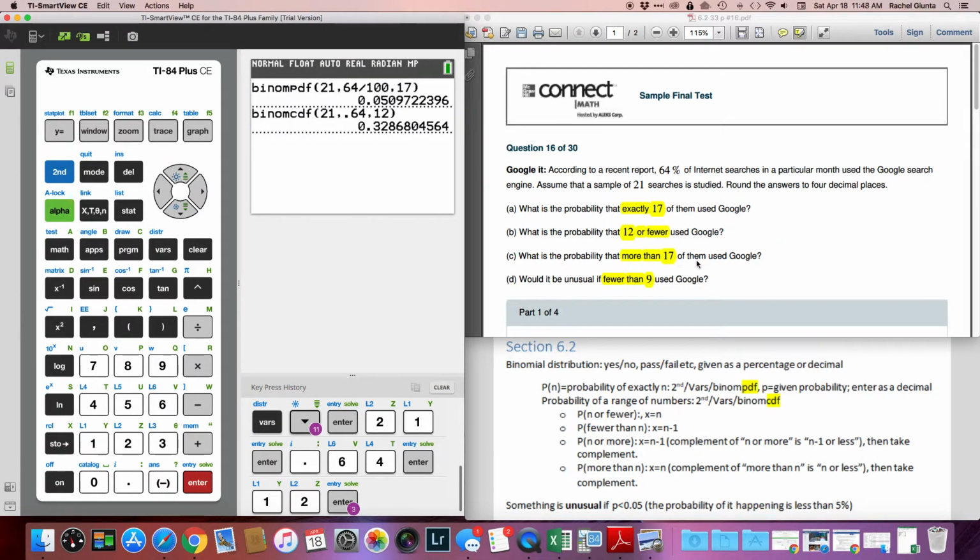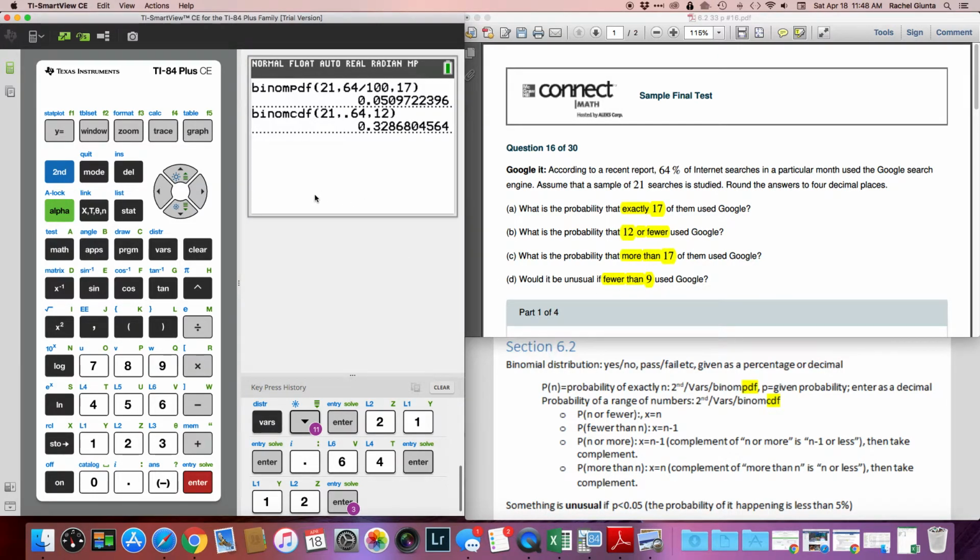Probability that more than 17 will go down here. It's not 17 or more. It's this last one, more than 17. Anytime it's more than anything, you're going to have to do an extra step at the end, because the binomial function only knows how to calculate less than and not more than.